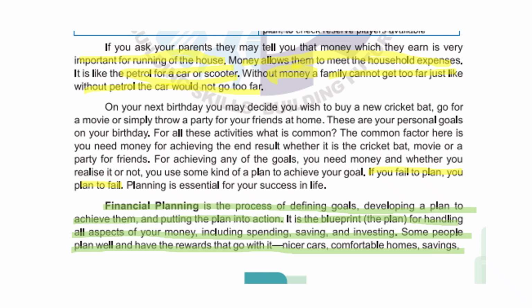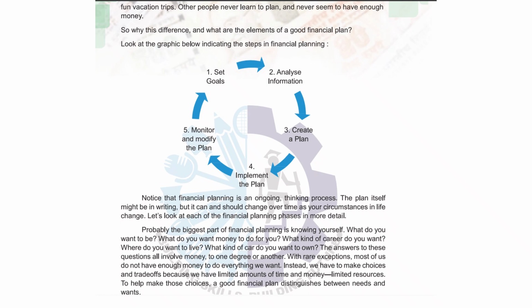ठीक है, फाइनेंशियल प्लानिंग क्या है? It is a process जहाँ पे आप अपने गोल्स डिफाइन करोगे, प्लान बनाओगे और उस प्लान को एक्शन में डालोगे ताकि आप अपना मनी डिसाइड कर सको कि कहाँ सेव करना है, कहाँ स्पेंड करना है, कहाँ पे इन्वेस्ट करना है. ठीक है, और जो लोग अच्छे से प्लान करते हैं वो उसके बेनिफिट्स भी लेते हैं. उनके पास अच्छी कार्स होती हैं, कंफर्टेबल घर होते हैं, ज़्यादा सेविंग्स होती हैं, फन वेकेशन ट्रिप्स होती हैं. और बाकी लोग जो प्लान करना नहीं सीखते हैं, कभी enough money नहीं बचा पाते हैं. So ये जो डिफरेंस हो रहा है, it is because of elements of financial planning.